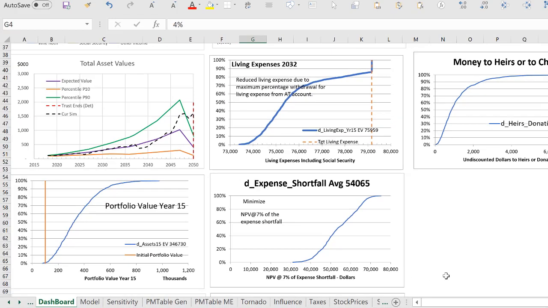As I worked the model, I came up with different graphics, trying to have a better understanding. One of them was the NPV of the shortfall at 7%, and the other being the portfolio value after 15 years. This was my initial portfolio value, and this is what I have in year 15. You see, there's very little probability that I'm actually going to be below my initial portfolio after 15 years.